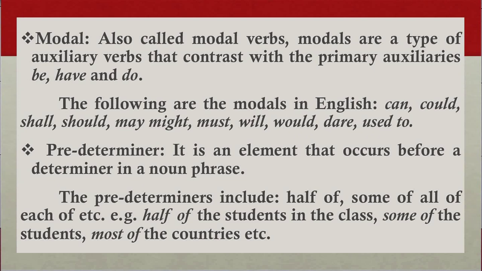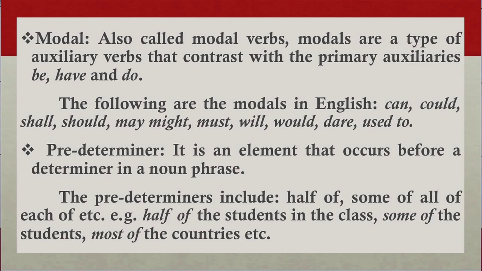Modal, also called modal verbs. Modals are a type of auxiliary verbs that contrast with the primary auxiliaries like be, have and do. The following are the modals in English: can, could, shall, should, may, might, must, will, would, dare, used to, etc.